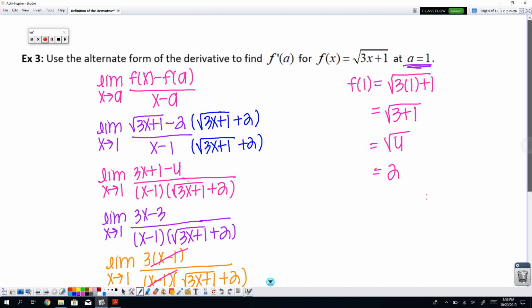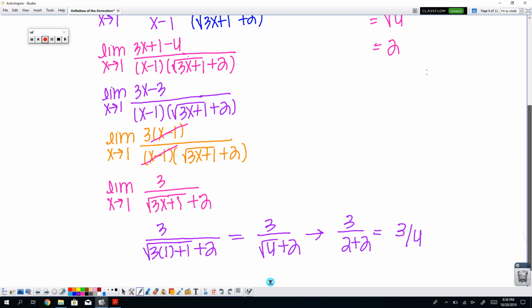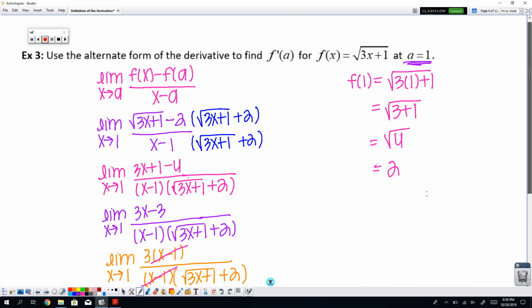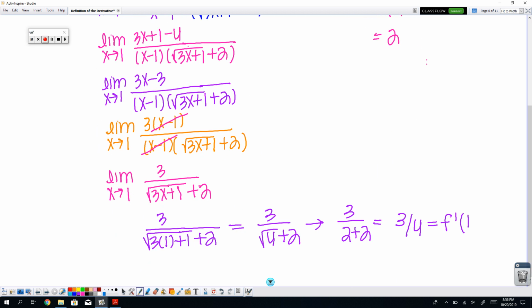Does it ask us anything else? Find f prime of a. Okay, f prime of a was 1, I believe. Yep. And there you have it. Okay, so it does get a little tedious in the process, but it's really not as bad as you think it is, okay? Alright.